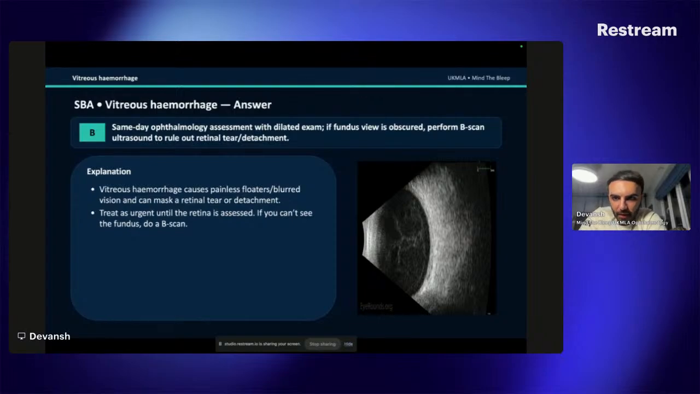So the key thing here is, again, answer B, same-day ophthalmology assessment with dilated exam. If the fundus view is obscured, we can perform a B scan, as we've said, the ultrasound, to rule out retinal tear and detachment. The reason for this is because the condition that's being described is, in fact, a vitreous hemorrhage. A vitreous hemorrhage can cause painless floaters and blurred vision, and therefore mask a retinal tear or detachment going on in the background. That's why we want to perform a dilated fundus examination to see if we can see the retinal detachment or not. If we're not able to see it, then we can perform that B scan ultrasound to try and see behind and get a better view of if there's a detachment present or not.